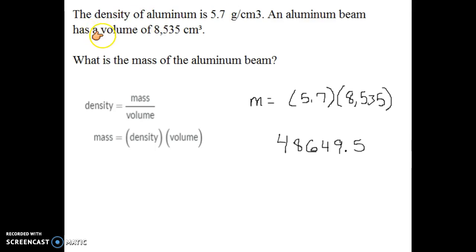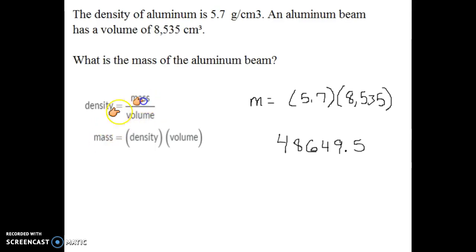Number 3 goes to our next formula. That's the density of an object. The density of an object is going to equal the mass divided by the volume. So this tells you that the density of aluminum is 5.7 grams per cubic centimeter. An aluminum beam has a volume of 8,535. What is the mass? So our formula is density is equal to mass divided by volume.